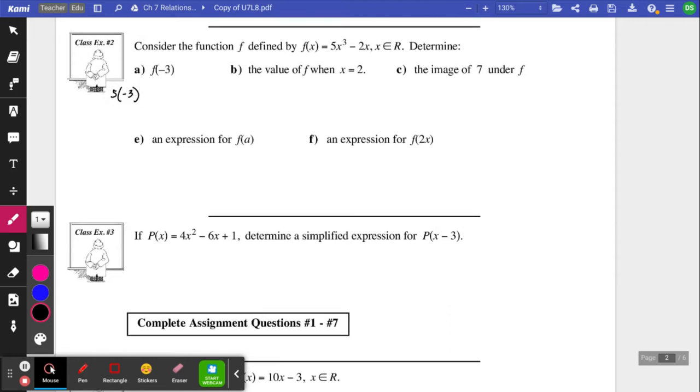5. We're going to put negative 3 in brackets, and we're going to cube it. Minus 2, and we're going to put the x value in brackets. If your x value is negative, put it in brackets. Otherwise, you'll get your signs wrong. Can you see that? That's pretty small.